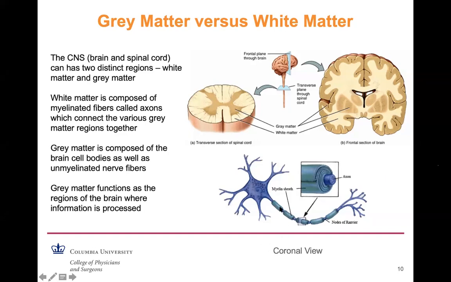Myelinated fibers are very fast conducting fibers. So if you want to get information very rapidly from one brain cell to another, the myelinated axons are the fast way to do that. And you can see here the axon surrounded by the myelin sheath. The white matter of the spinal cord, similarly to the white matter of the cerebrum, also contains these axons. And this is the gray matter of the spinal cord, which contains, again, the cell bodies.